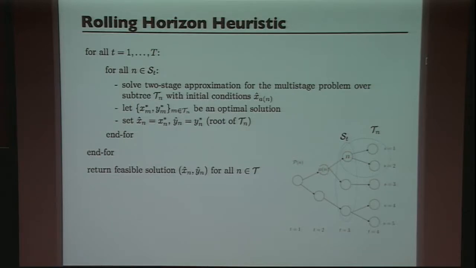You do it in a recursive way. Right? You scan your tree. You start from this node. You solve one of your favorite two-stage approximations. I don't know which one you would like to solve. Solve it. Fix the first stage decision only.